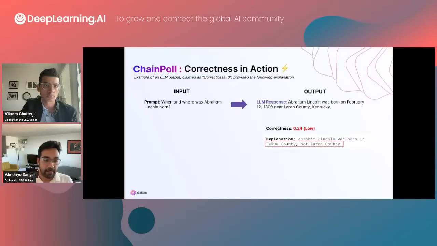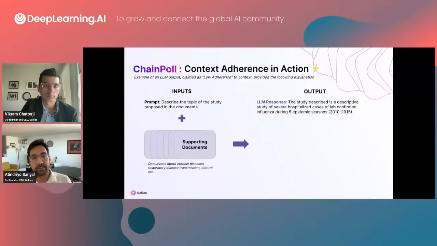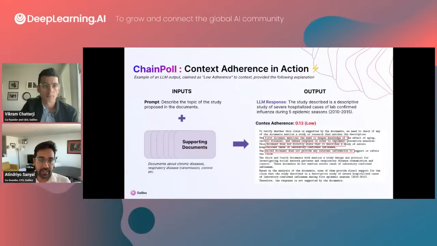The next example is a more complex example, which really shines a light on the efficacy of chaining and ensembling. This is a RAG use case where the prompt asks the LLM to describe the topic that's in the documents which are passed as context. If you look at the output of the LLM here, on the onset it seems very coherent. It says the study is described as a descriptive study of hospitalized cases of influenza in the last 5 seasons. On the onset, it might look correct, but if you really dive deep, the devil is in the detail here. The algorithm found that almost nothing in the output was really related to the context at all, and the adherence score was low here.